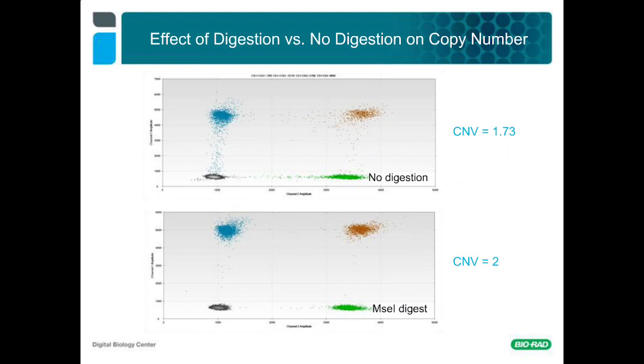The next example is a duplex assay used for copy number variation. In this example, it is less obvious that digestion is needed because both assays have minimal rain. However, the copy number went from 1.73 to the expected number of 2 by simply adding MSC1 enzyme directly to the supermix.